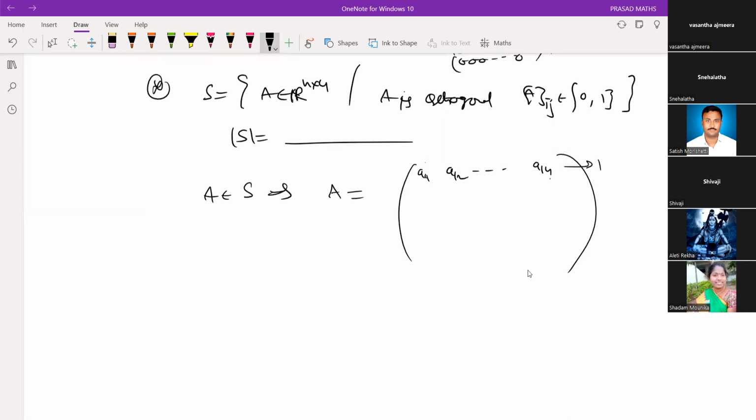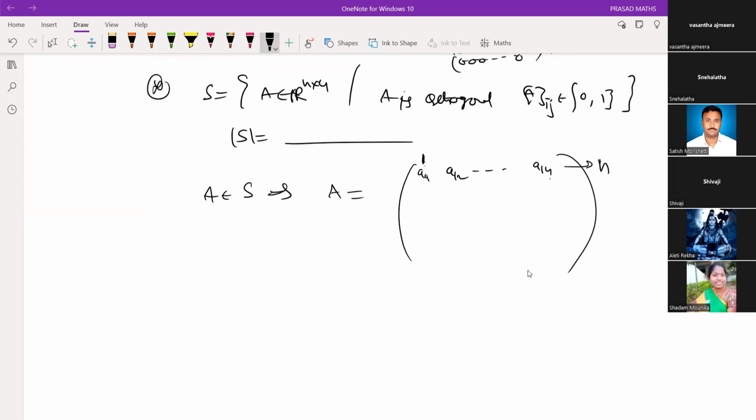So first you fix 1. How many ways can 1 be filled? N ways. So therefore it is n ways. Suppose you fix here 1, without loss of generality. So this is n ways.